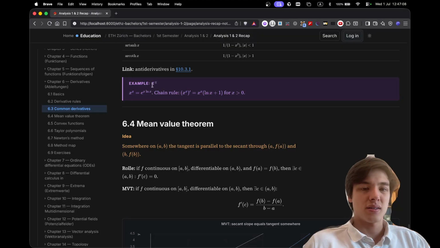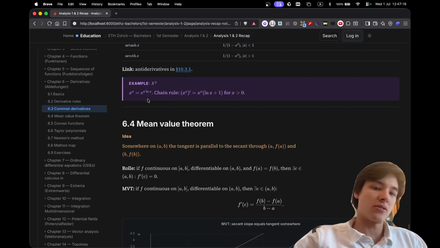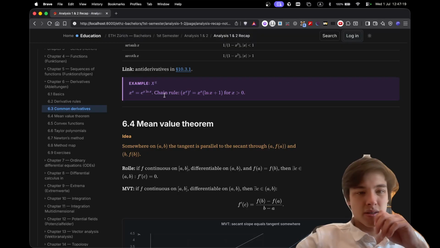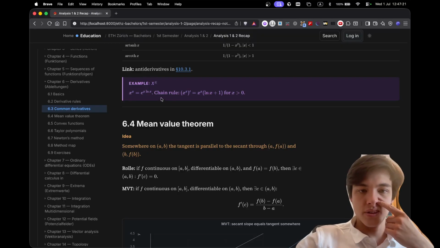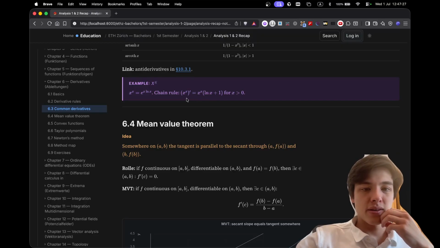There's this example, x to the power of x equals e to the power of x ln x, right? These two are the same. Chain rule. So the derivative of this will be e to the power of x ln x, which is x to the power of x times the ln x comes out.